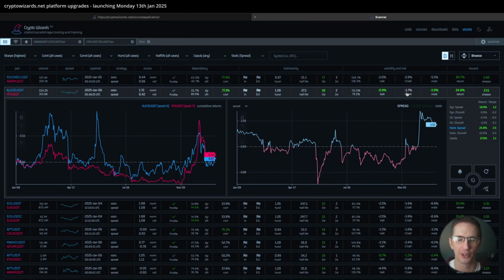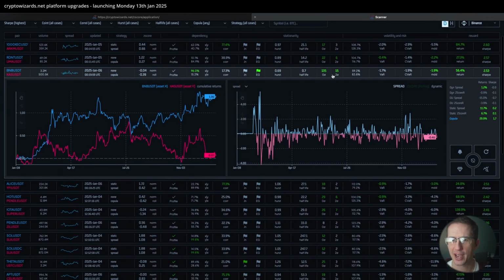This is a very crude way of me explaining VAR and CVAR, but just think about this as: how bad can it get? How bad can a trade get with this pair? And this is just based on one backtest. I'm going to show you how to look at this based on 1,000 backtests for this pair.